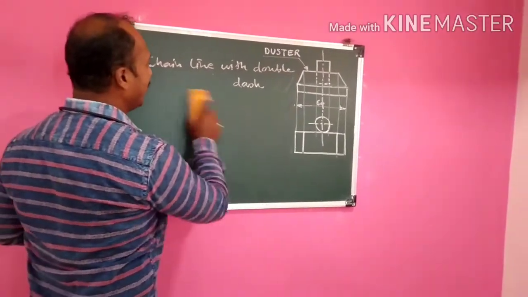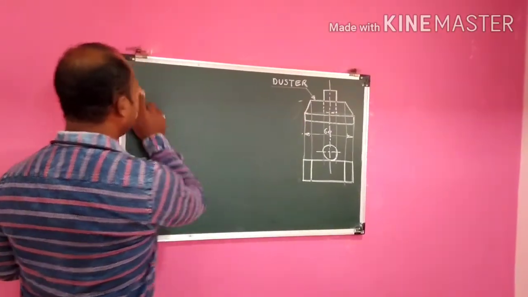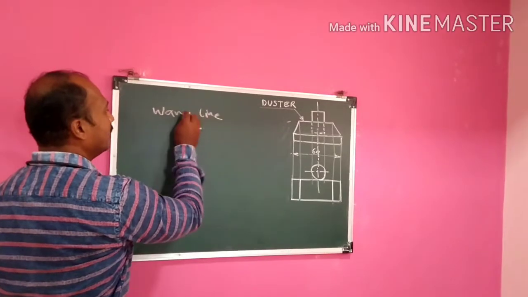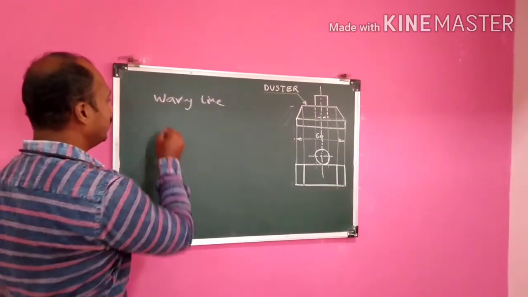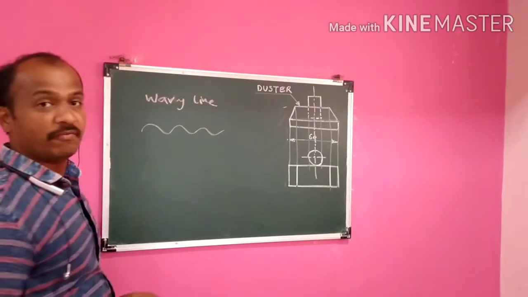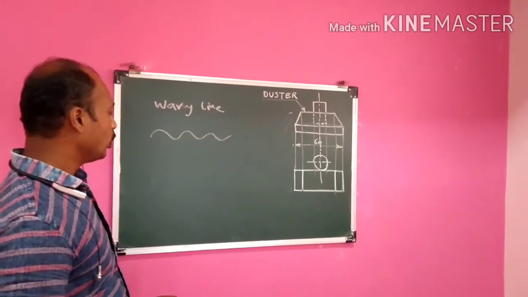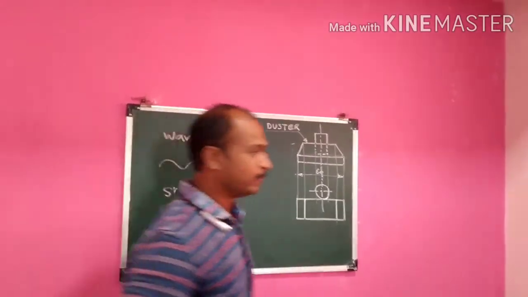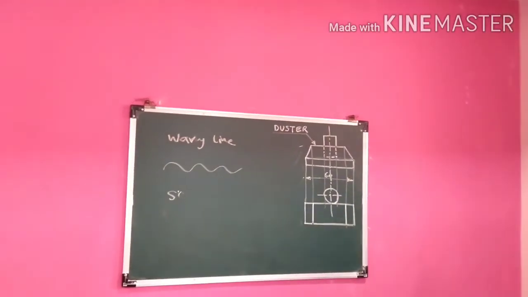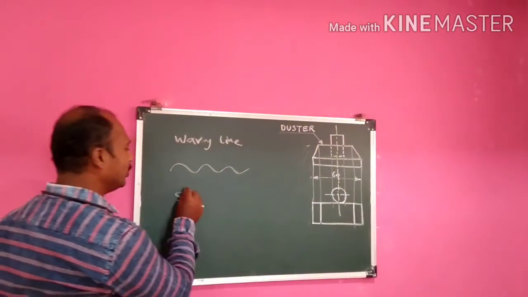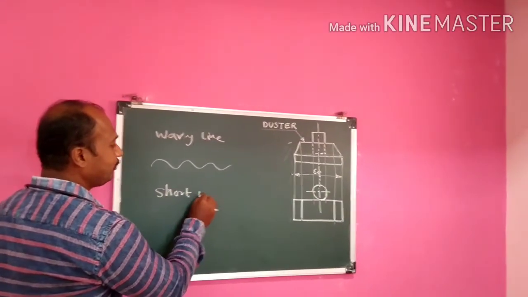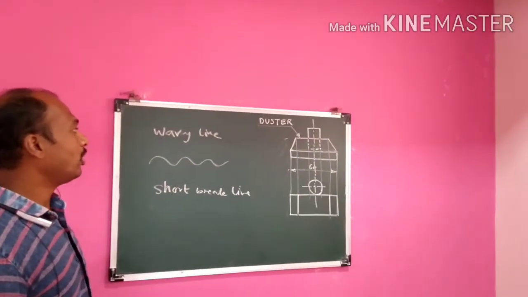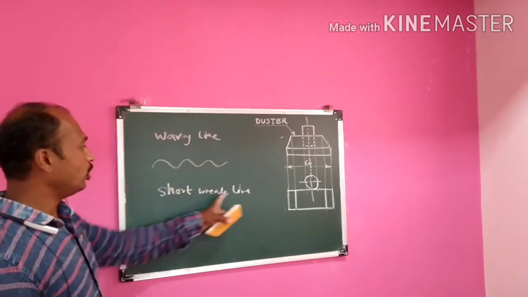Okay. Then the next type of line is the wavy line. It is like this. It is just like waves. This is the wavy line. So where to use this line? This type of line is used for short break line. So the wavy line is used for short break line.